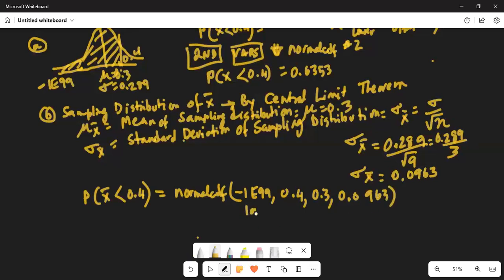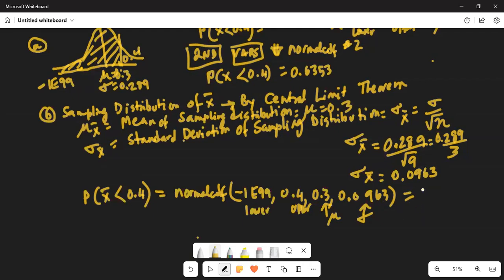So this is lower, this is upper, this is mean, and this is sigma. And that is equal to second VARS 2. Lower and upper remain the same, the mean remains the same, only the standard deviation changes to 0.0963.